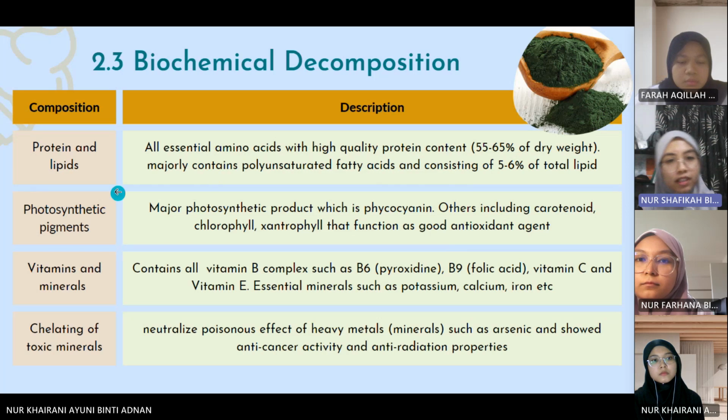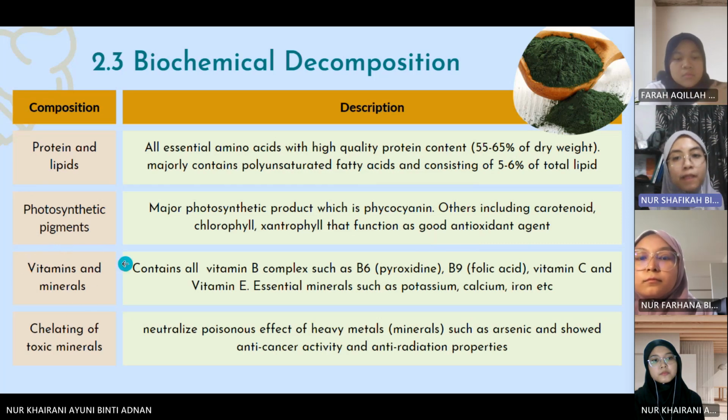The second important composition is photosynthetic pigment. The major photosynthetic product is phycocyanin. Others include carotenoid, chlorophyll, and xanthophyll, which function as good antioxidant agents. Spirulina is also rich in vitamins and minerals such as vitamin B, vitamin C, and vitamin E, and essential minerals such as potassium, calcium, iron, and so on.